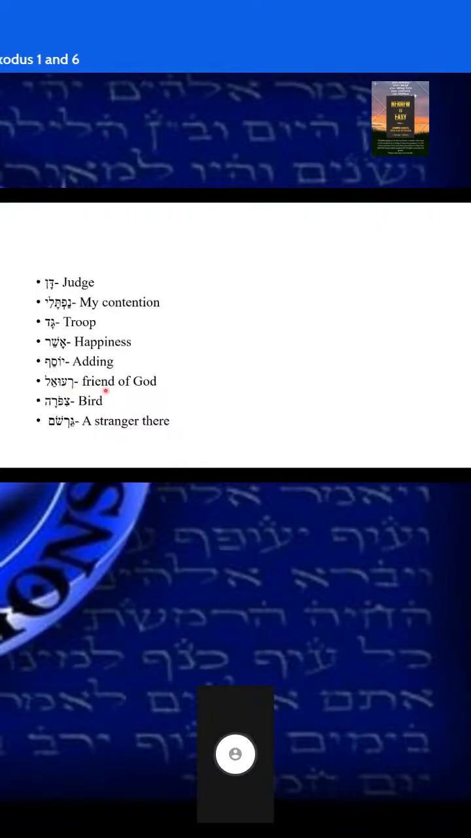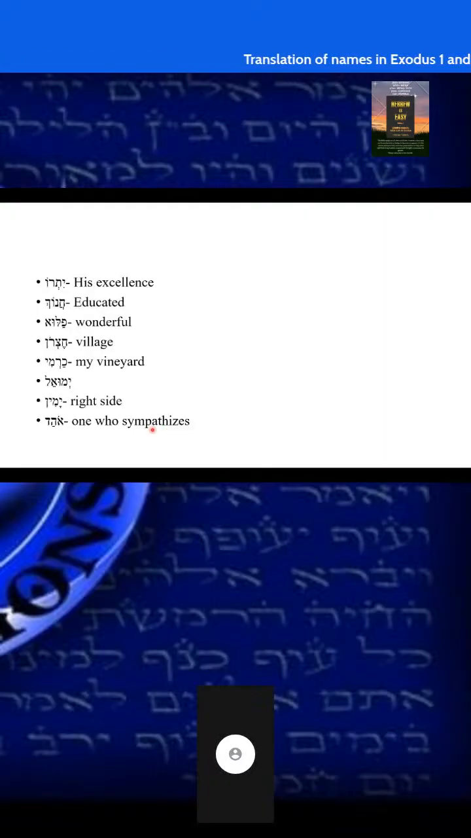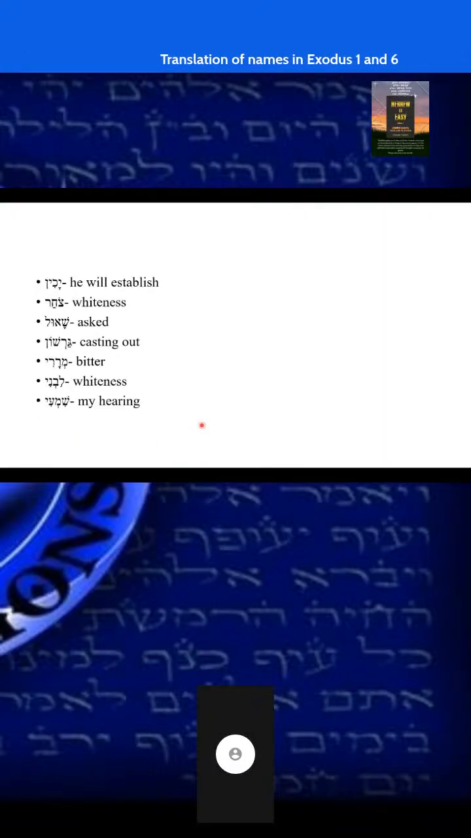Reuel, meaning friend of God. Zipporah, meaning bird. Now, this particular bird happens to be a female. Gershom, meaning a stranger there. Yitro, meaning his excellence. Kanok, meaning educated. Palu, meaning wonderful. Ketzaron, meaning village. Kormi, meaning my vineyard. Yamin, meaning right side. Ohad, meaning one who sympathizes. Yakin, meaning he will establish.